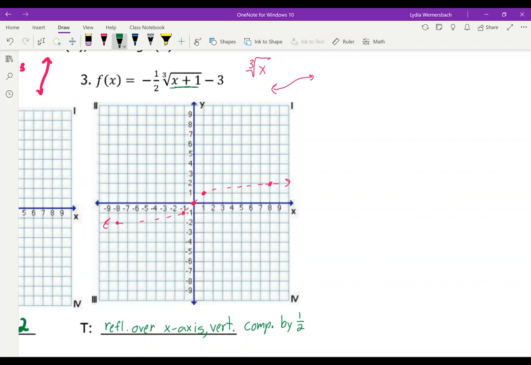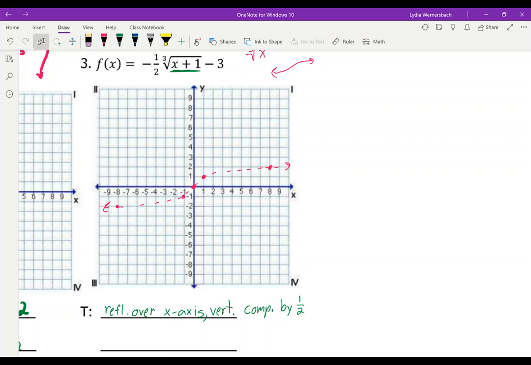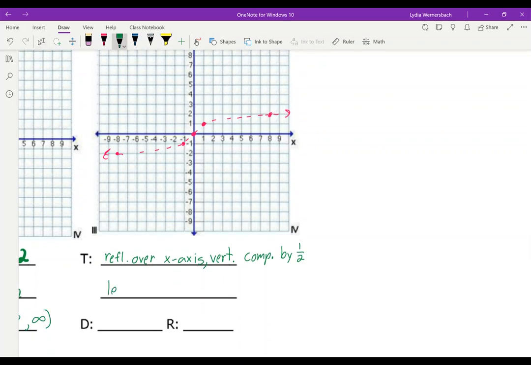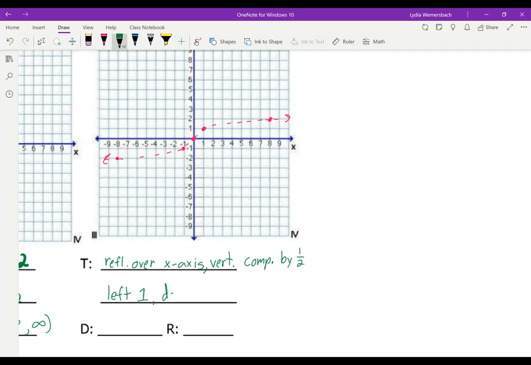So next we'll look at this piece. This is inside of the function. So it's going to be a shift left and right. And it's going to be the opposite of what we think. So you maybe think, oh, we're moving to the right. But actually it's the opposite. We are going to move left 1. And then finally on the outside, we have this -3. When it's on the outside, it's the same as what we think, and we're going to move down 1. I'm sorry, down 3.